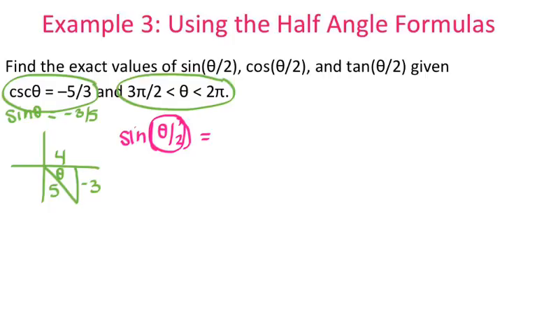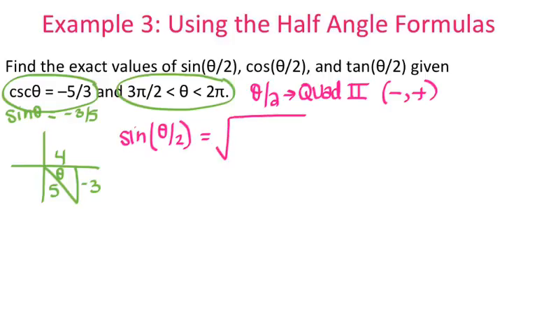So since theta is in the fourth quadrant, that means theta over 2 is in the second quadrant, because you're taking that angle and cutting it in half. So that's in the second quadrant. And in the second quadrant, your x is negative, y is positive. So when I'm looking at sine of theta over 2, I'm going to use the plus for the square root. So that is the square root of 1 minus cosine of theta over 2.